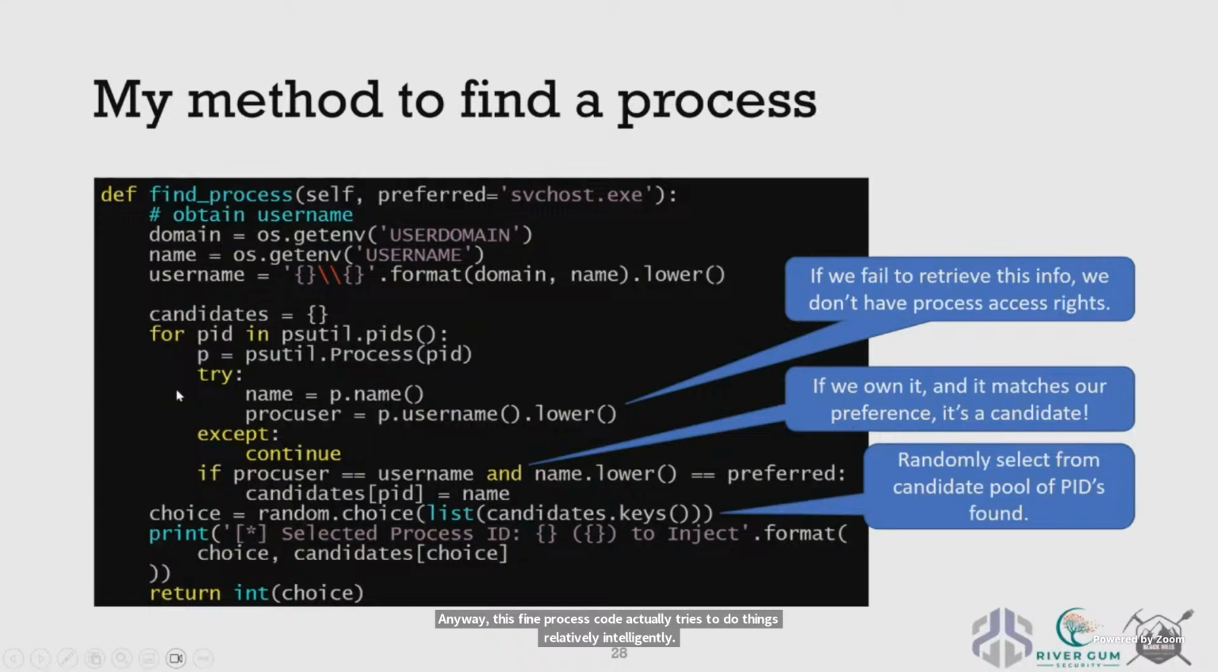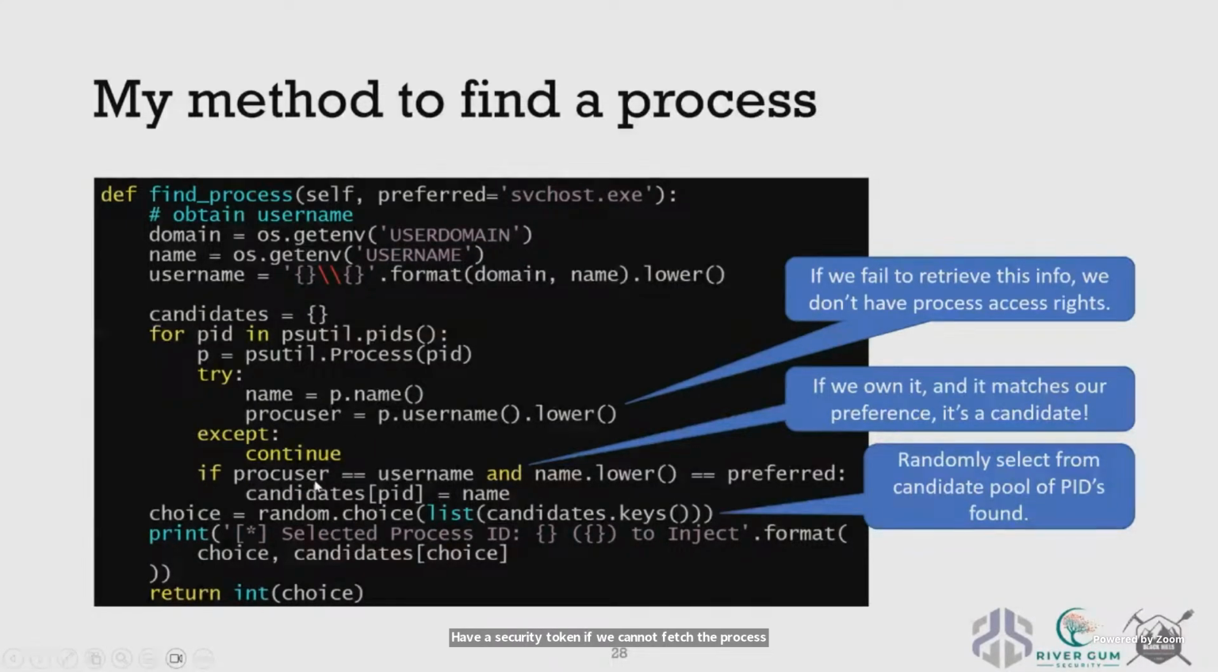It goes through all of the process IDs in the system, and it tries to see if we own the process first. So let's try to fetch the name of the process and the user of the process. Well, if we don't have adequate process rights to fetch that, we're going to execute the code block continue to just go on to the next PID, because we probably don't have a security token if we cannot fetch the process name.